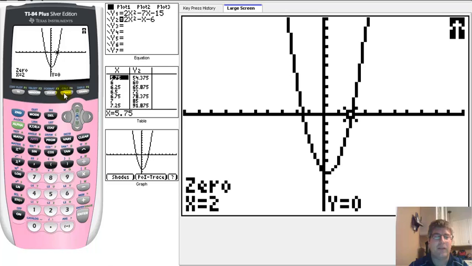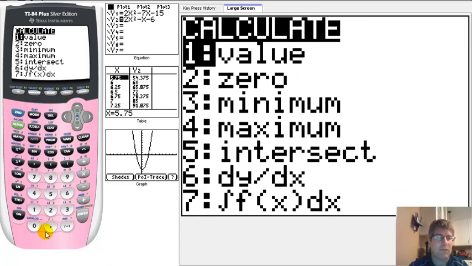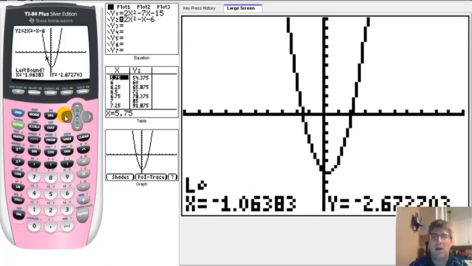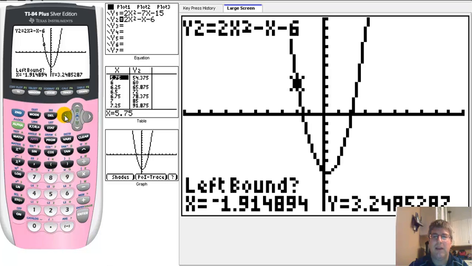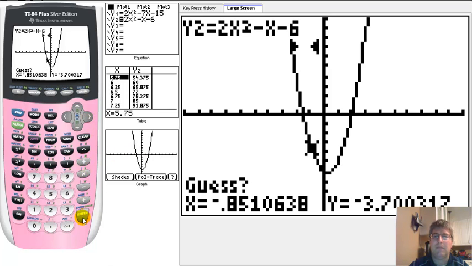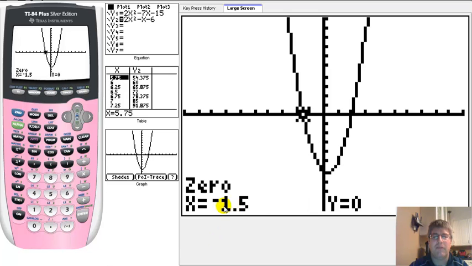And let's find the other x-intercept, second calc. Do the zero. It's asking for the left boundary. So I'll move to the left of the x-intercept. That looks good. I need a right boundary. So now I'm to the right of that. So now it's just going to hunt in just this little area right here for that intercept. It's going to hunt between negative 0.85 and whatever this other one was. It's asking for a guess. I'm going to skip it, and sure enough, I get negative 1.5 and 0.